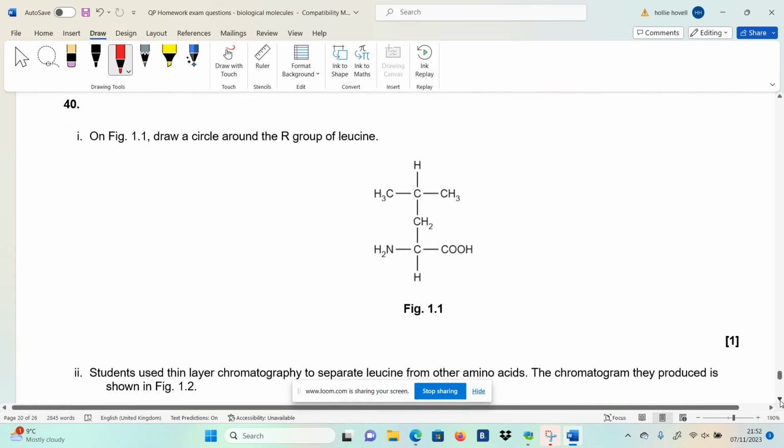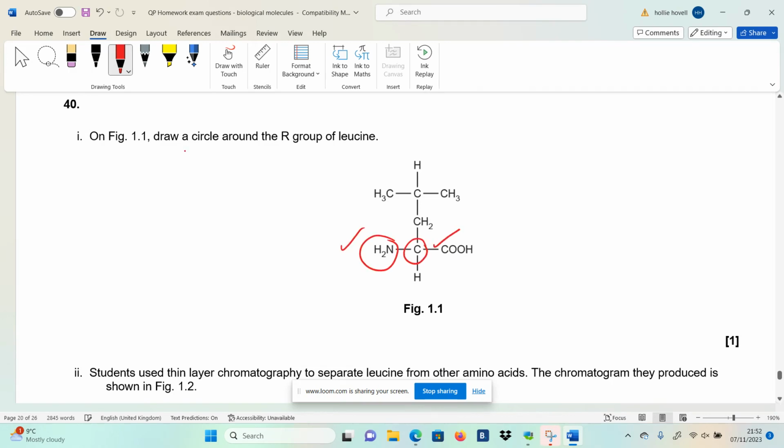Number 40, on figure 1.1, draw a circle around the R group. So we don't know the R group of leucine, okay, but we know that an amino acid has a central carbon. We know that it has an amino group on one side. We know that it has a carboxylic acid group on one side.